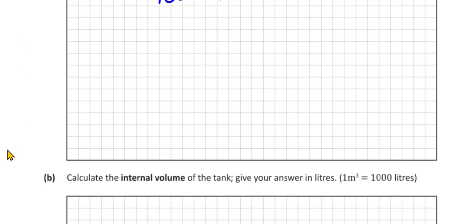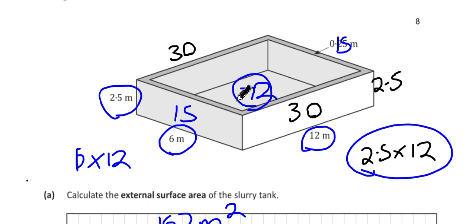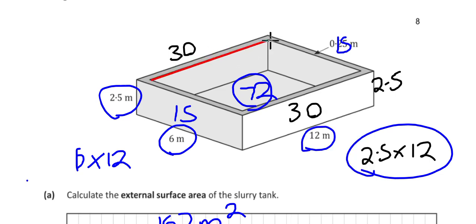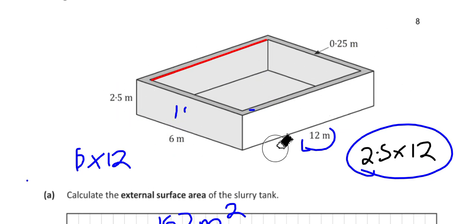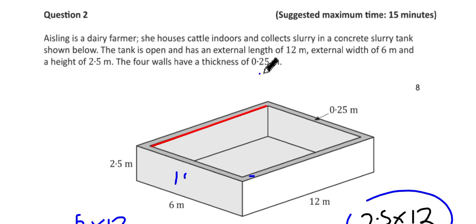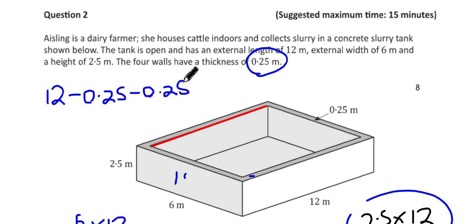Now, it wants to find the internal volume of the tank. Everybody got it? Now, here's the deal. The internal lengths are different. So, does everybody see this red line here? What length is that red line, do you think? It's not 30 anymore. What's the thickness of the tank again? 0.25. So it's 12 take away 0.25 twice. So what's the red line?